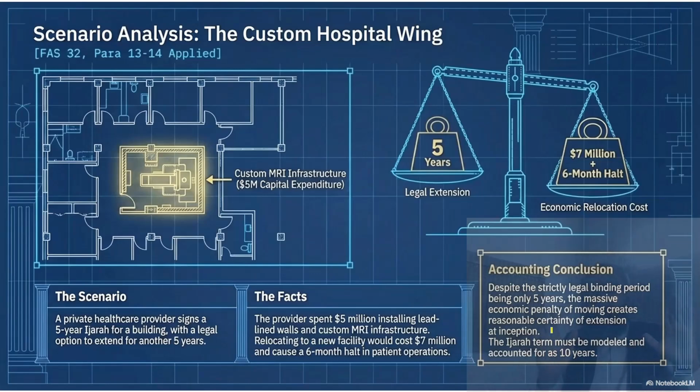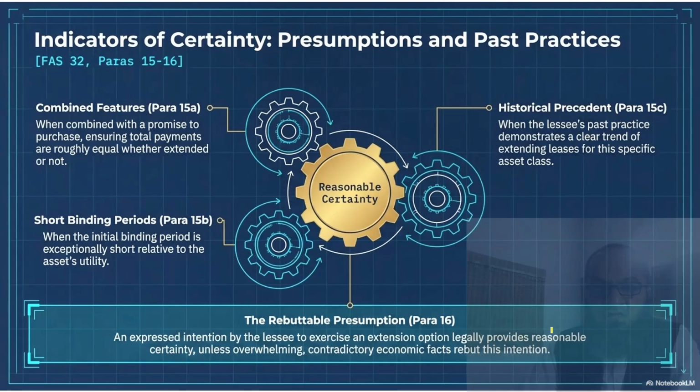So these are all the tips, and the underlying principle is that the period is not only the legally binding period. It has to account for the reasonably expected extension period for which the lessee is going to take the asset. Some other indicators of reasonable certainty, given in paragraphs 15 and 16, are historical precedence, the past practice of the lessee, and combined features. Combined feature means when combined with a promise to purchase, ensuring total payments are roughly equal whether extended or not.